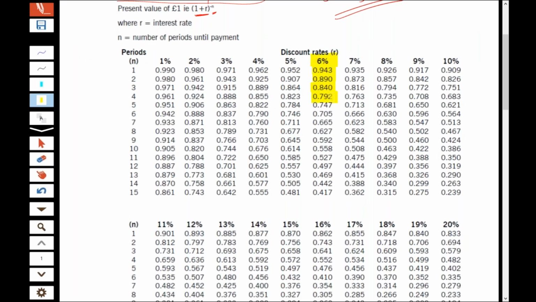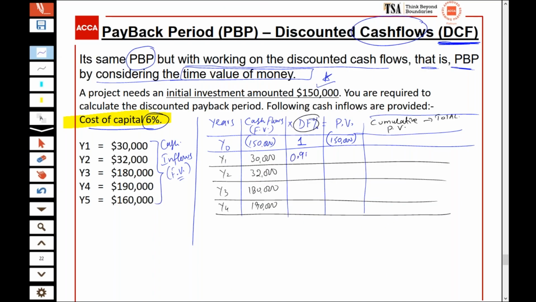Years 1, 2, 3, 4. Okay, 0.943, 0.890, 0.840, 0.792. So here we will be calculating the present values. And I am now using my manual calculator, and so should you. 30,000 multiplied by 0.943. If it will be in 2 or 3 digits, make it round off. 28,290.